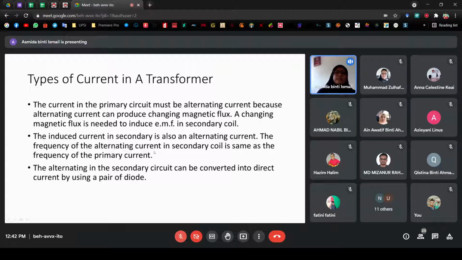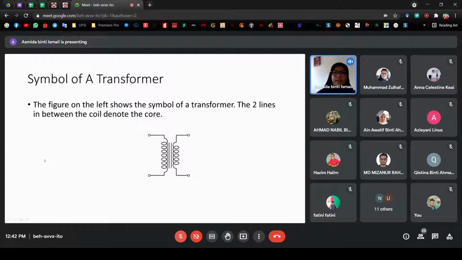The induced current in the secondary is also alternating current, and the frequency of the alternating current in the secondary coil is the same as the frequency of the primary current. Okay. It can be converted into direct current by using a pair of diodes. Okay, dalam transformer tu sendiri tak boleh you convert direct current. Kalau you nak convert, you need to connect it to a diode. Okay, maksudnya you kena ada litar lain lah.